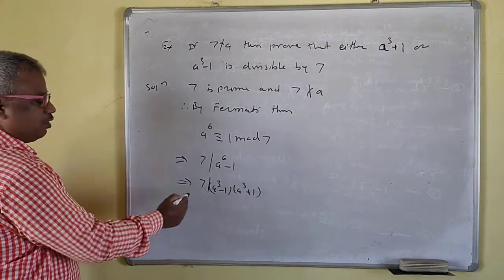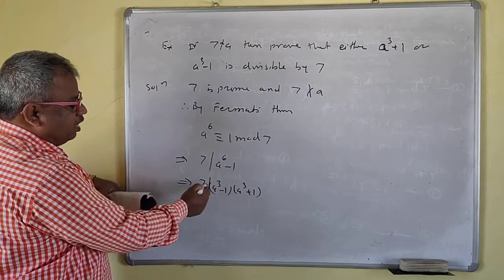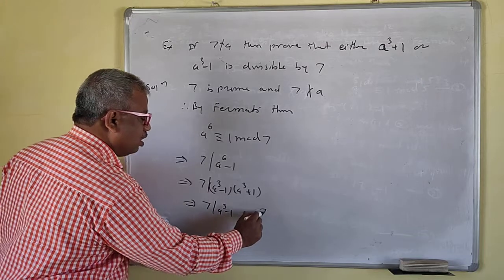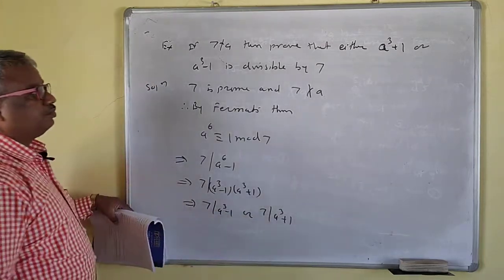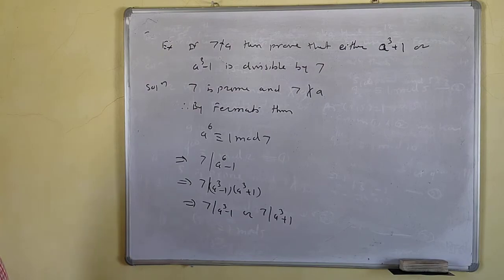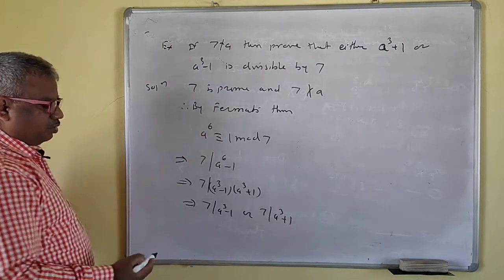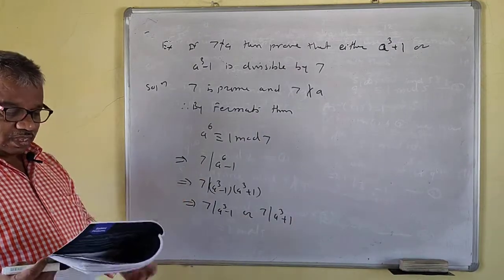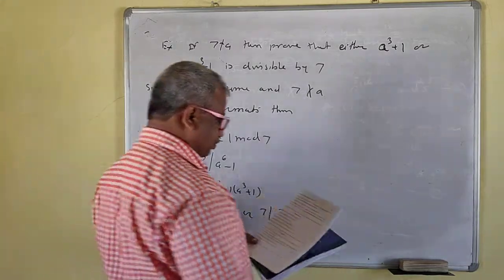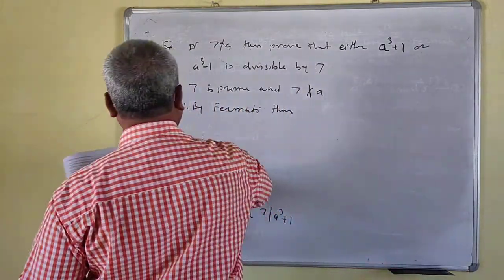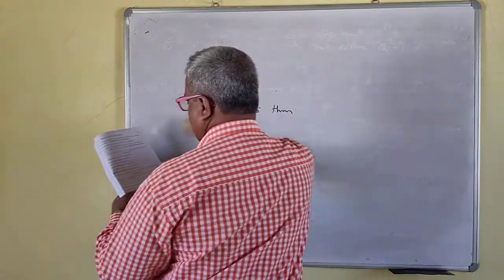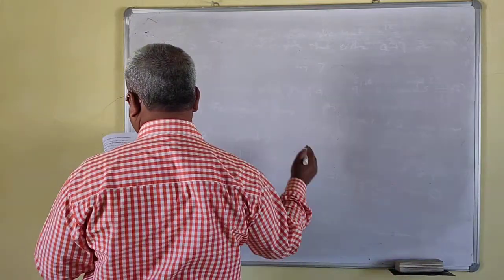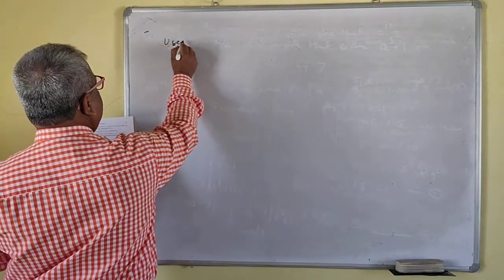Right? Now 7 is prime. That means if it divides the product, then it divides at least one of them. So that means 7 divides A cubed minus 1 or 7 divides A cubed plus 1. Right? So therefore, our problem is over now. So very simple. So this is by Euclid's lemma, right? Okay, use Fermat's theorem.